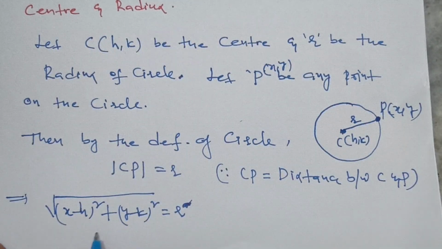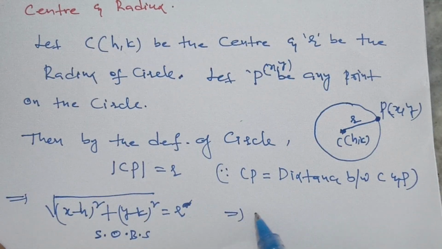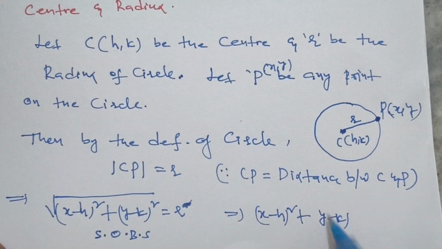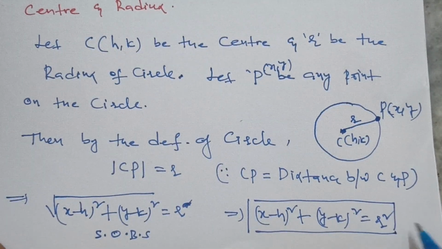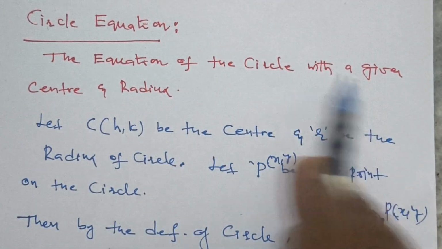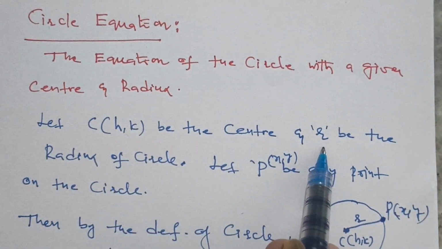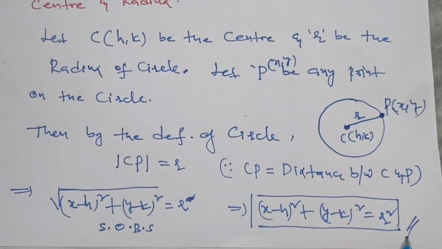Now squaring on both sides, the root is cancelled on the left hand side. The remaining part is x minus h whole square plus y minus k whole square is equal to r square. This is the equation of the circle with center h comma k and radius r. This is the derivation of the equation of the circle.